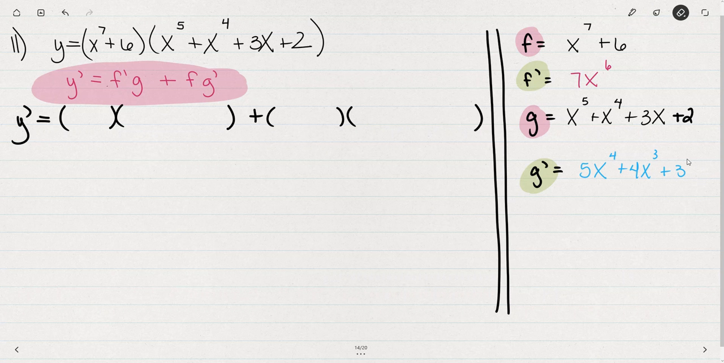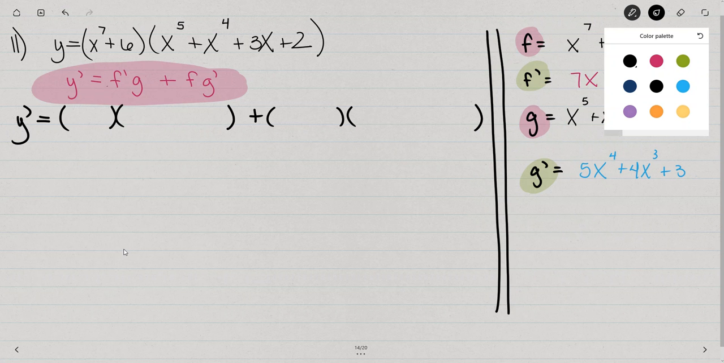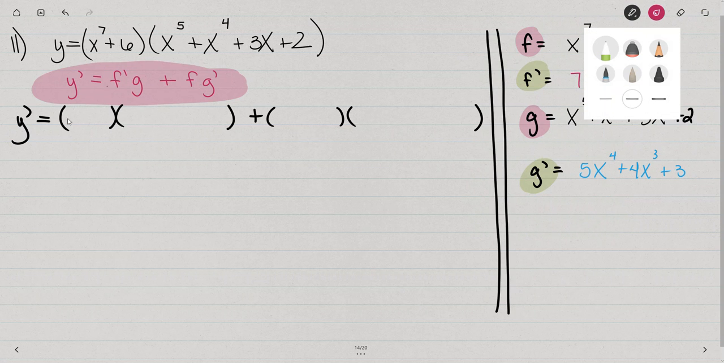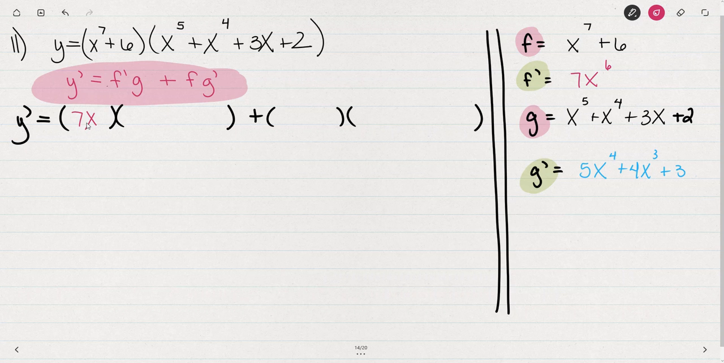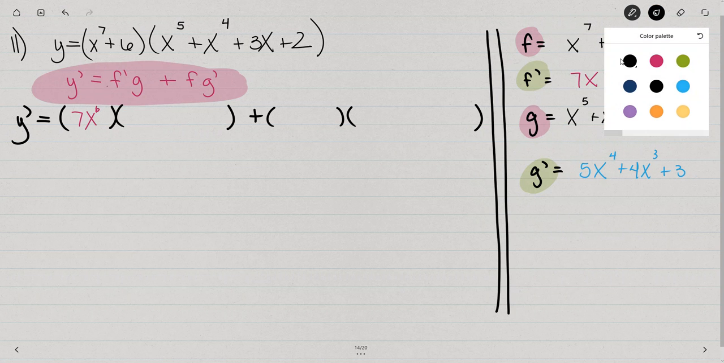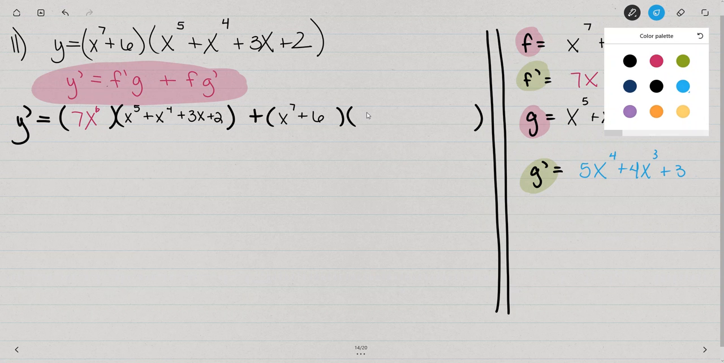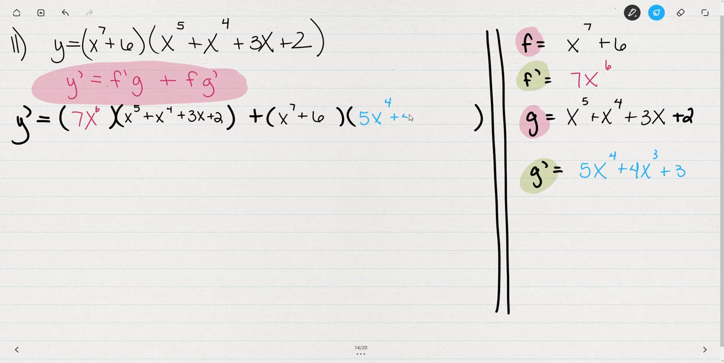When I fill these in to the formula, to the product rule, f prime is the derivative of the first factor, so the derivative of x to the 7th plus 6 is 7x to the 6th power, times the second factor, that's x to the 5th plus x to the 4th, I'm going to copy it carefully, plus 3x plus 2, plus the first factor, that's our x to the 7th plus 6, times the derivative of the second, 5x to the 4th plus 4x cubed plus 3.